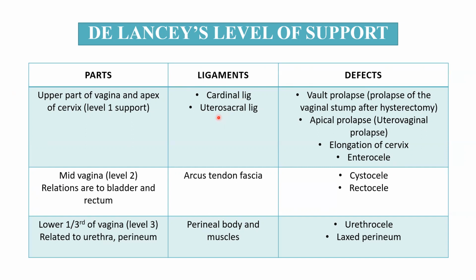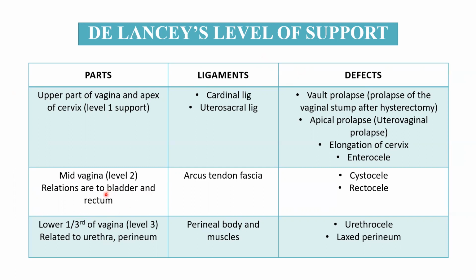And if at all there is damage, then we have the defects, namely vault prolapse, apical prolapse, elongation of cervix, and enterocele. Okay, so coming to the second level, level 2 support, that is the mid-vaginal or lateral attachment, we can say, the mid-vagina. The relations are to the bladder and the rectum.